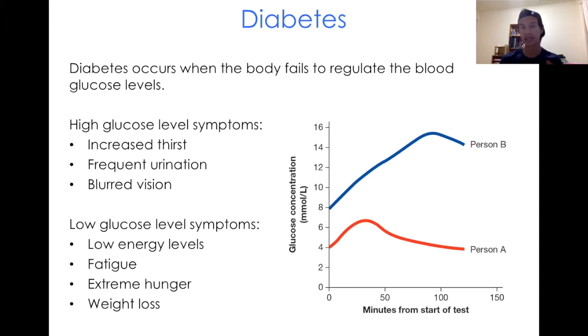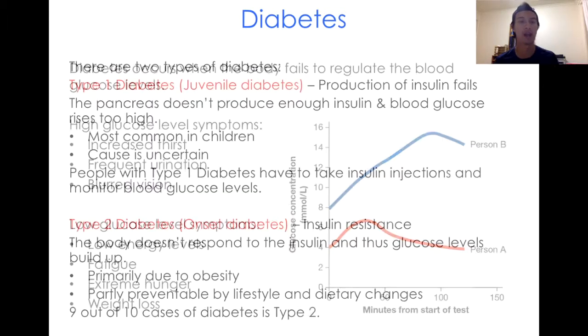But in terms of diabetes symptoms, high glucose level symptoms often stimulate a lot of thirst. People with diabetes often have to urinate frequently and they can get blurred vision as a result. The reason is that when glucose levels rise too much, it can rupture the cells in the eyes and cause blood to leak out of the eye, which causes their vision to blur. Low glucose levels often result in low energy levels, fatigue, extreme hunger, and weight loss. And so you can see both are really bad.